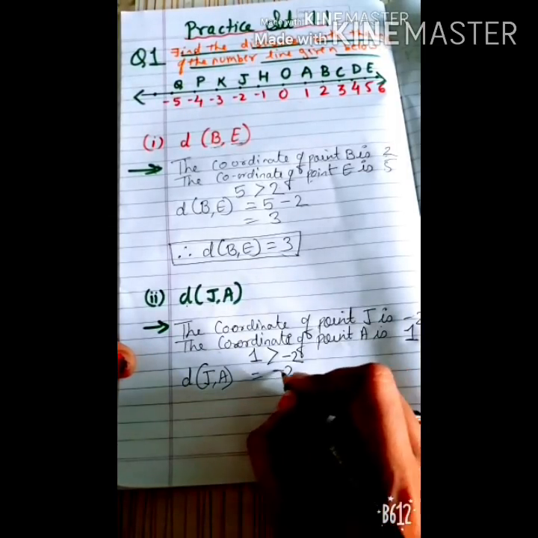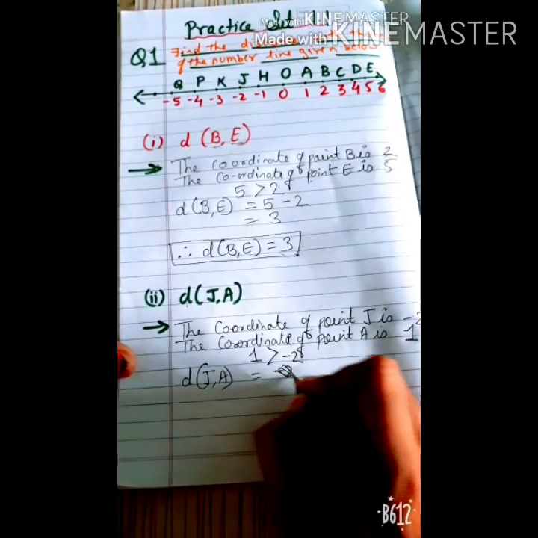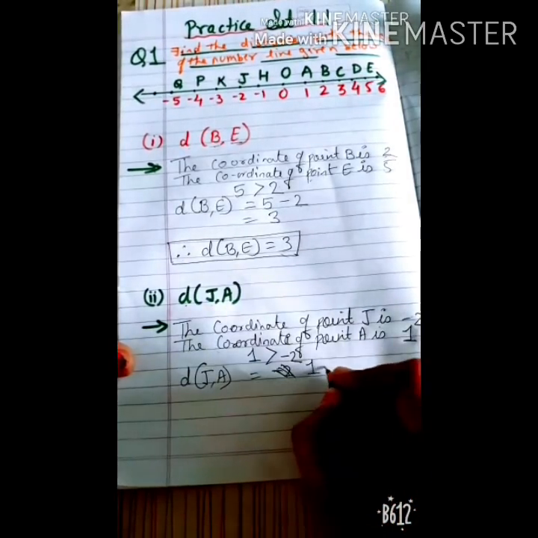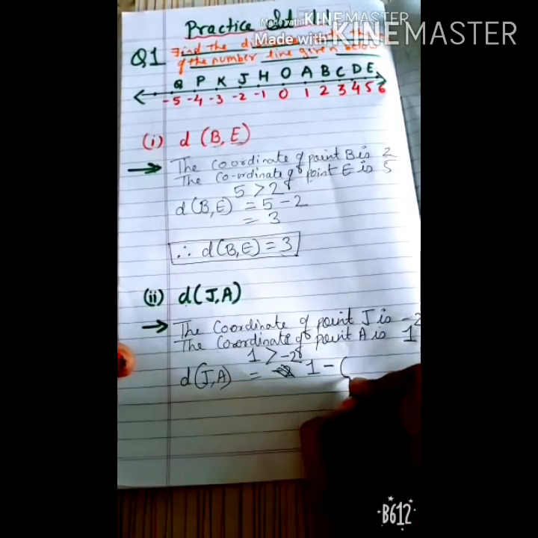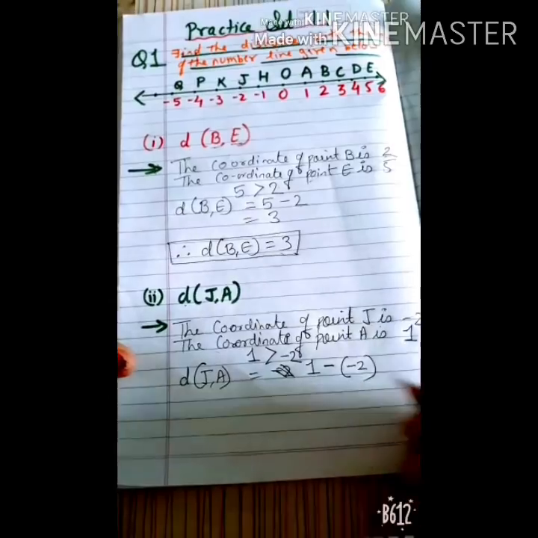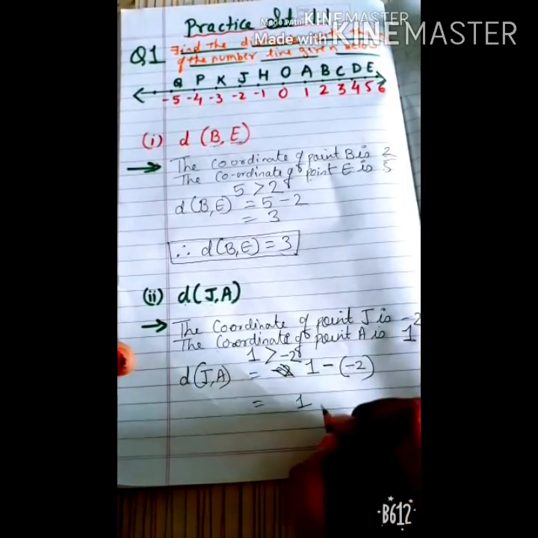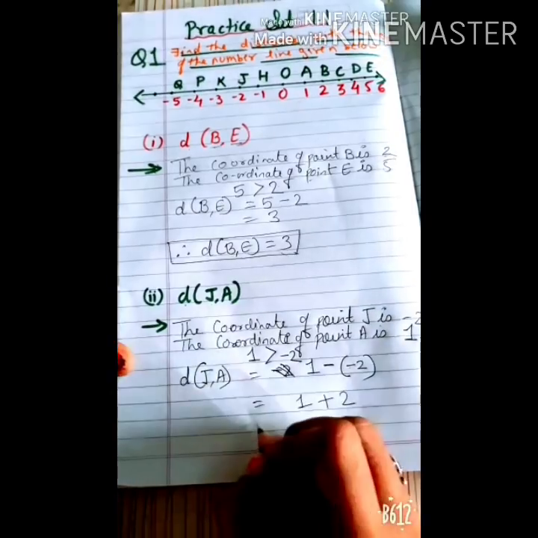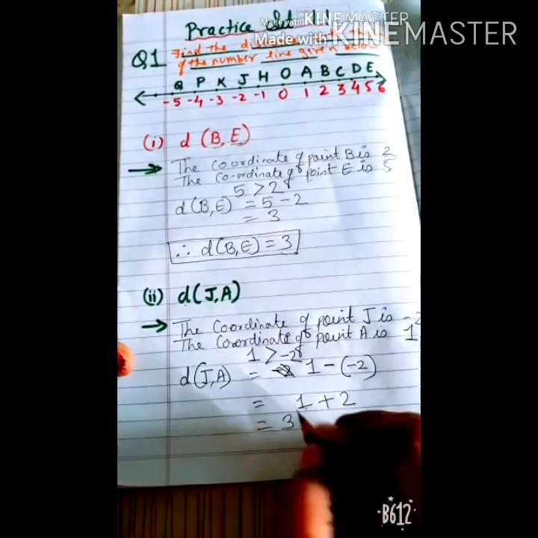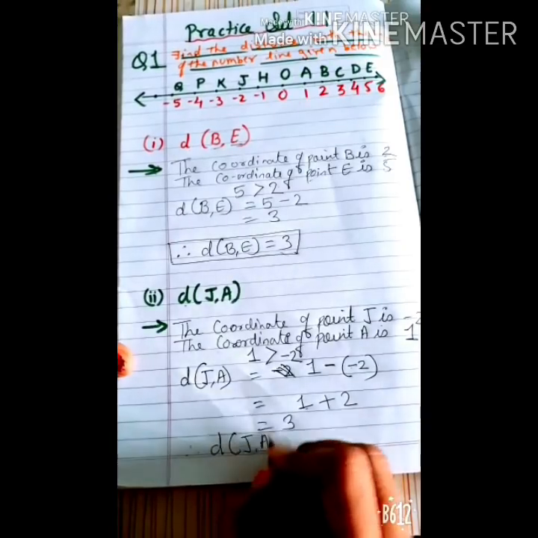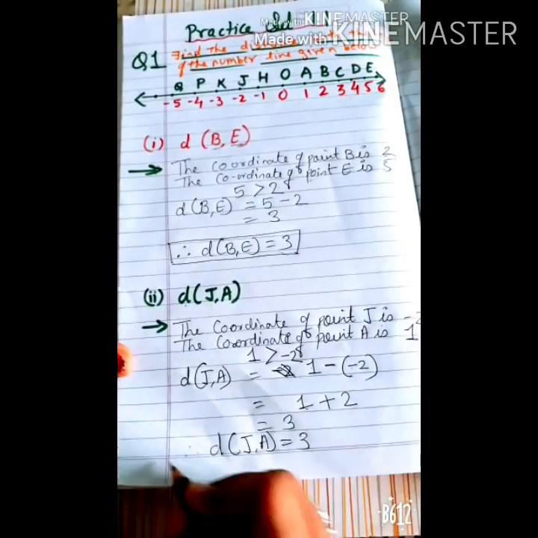Minus 2 first is wrong. We can't take minus 2 first, we always have to take the bigger number first. As per the formula, 1 minus the coordinate of the other point, minus 2, equals 1 minus minus 2, which is 1 plus 2, that is 3. Therefore, the distance between the points J and A is equal to 3.